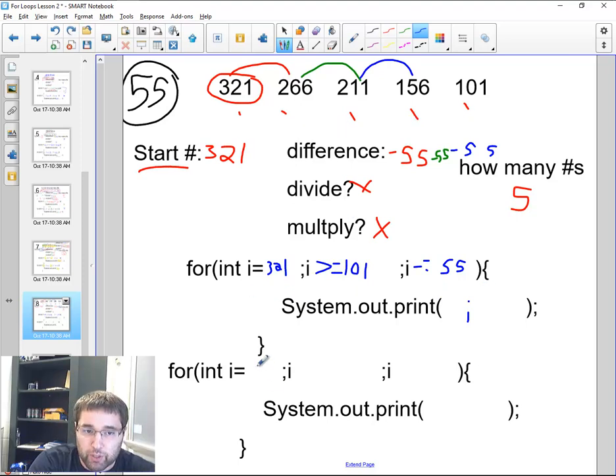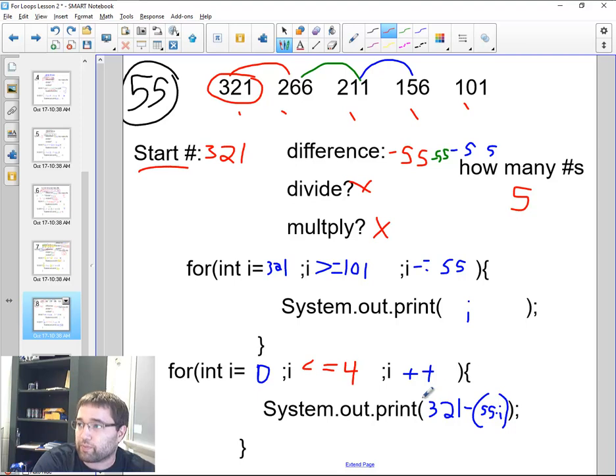If we wanted to do it so this would be 0 plus plus. If we want to set it up this way, you will never have to do this. This is way beyond you. If I start with 321 and subtract the value of 55 times I, I would only have to go from I is 0, 1, 2, 3, 4, less than or equal to 4. This would also work. So if you wanted to do this 0 to 4 with increasing by 1, that's the formula to get it to work. Because every time I'm increasing by 55 more and I'm not changing I.